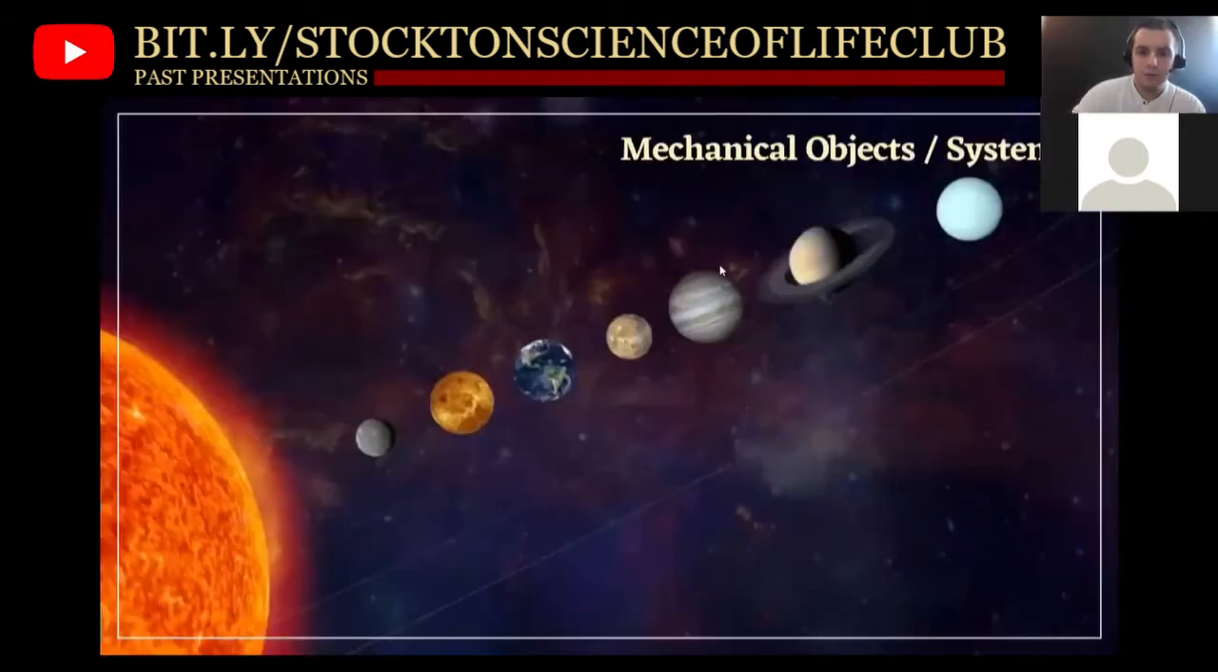So now, we mentioned in the last slide how Hegel develops this idea in his book called The Science of Logic. What we present now is in line with what Hegel presented in his Science of Logic. So we'll be talking about mechanical objects and systems.